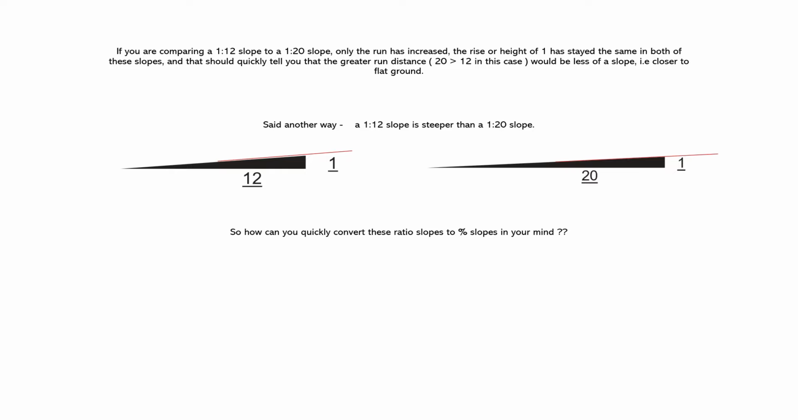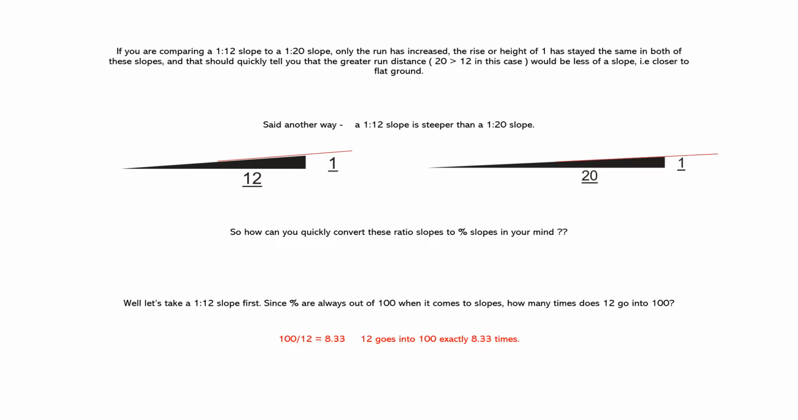So how can you quickly convert these ratios to percentage slopes in your mind? Let's take a 1 to 12 slope first. Since percentages are always out of 100 when it comes to slopes, how many times does 12 go into 100? 12 goes into 100 8.33 times. That means that a 1 to 12 slope is equal to an 8.33 percentage slope.